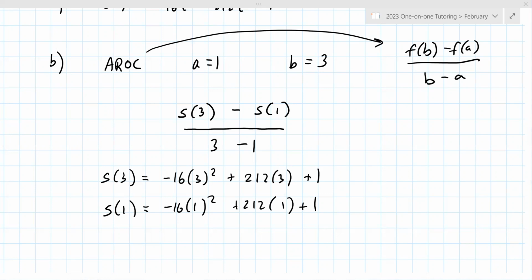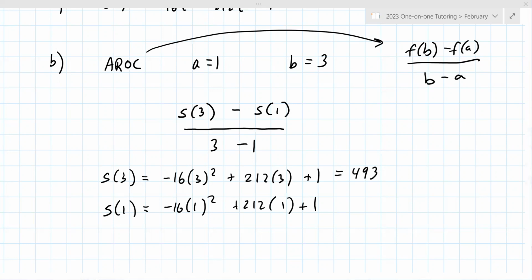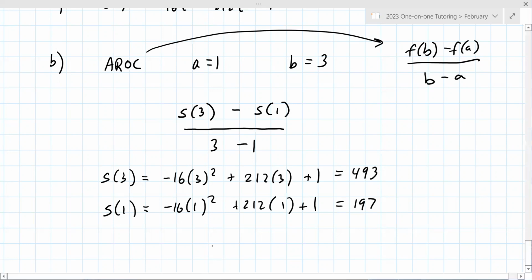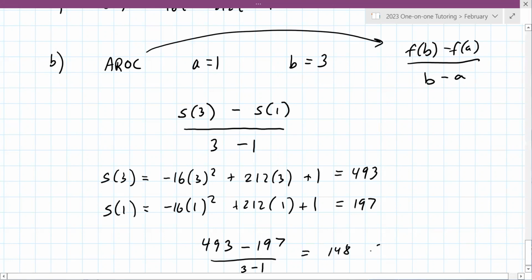All right, so the first one I got 493. Second one I got 197. So these are the numbers that go into that formula: 493 minus 197 over 3 minus 1. And that's 148 feet per second. Units are very important here.